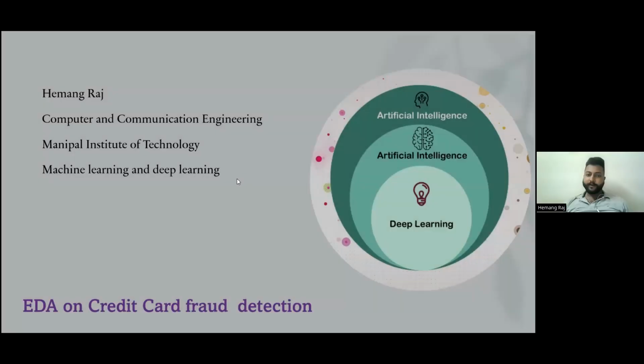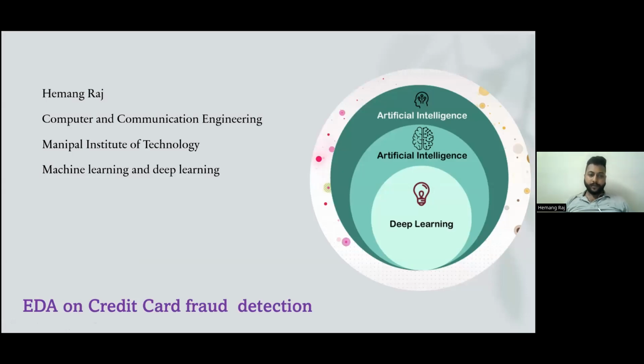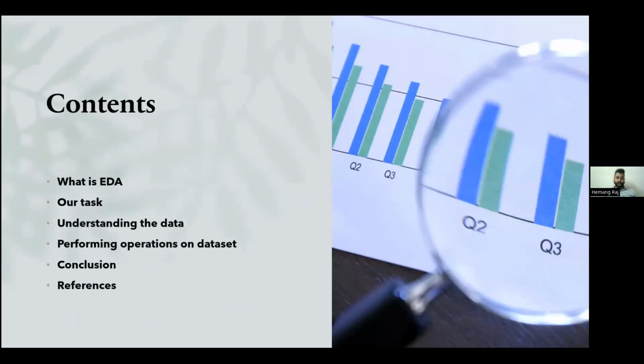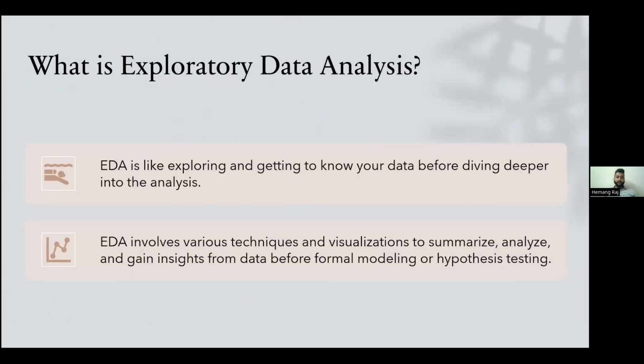Good evening, everyone. My name is Hemang, and I'm from the machine learning and deep learning domain. My task was to perform EDA on credit card fraud detection, and I am presenting the same. These are the contents which I will be going through one by one. Please bear with me for the next few minutes. First is what is exploratory data analysis? EDA is exploring and getting to know our data before diving into the analysis.